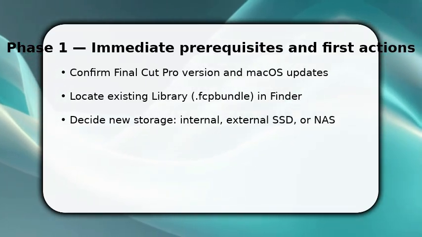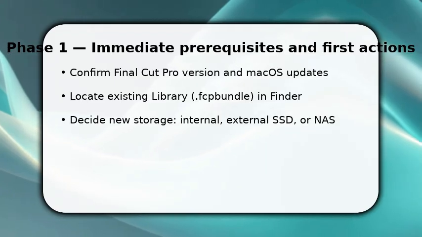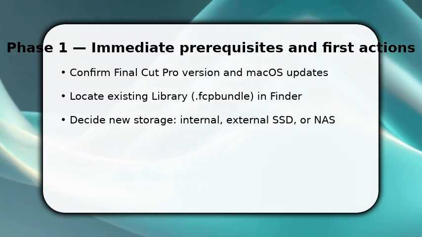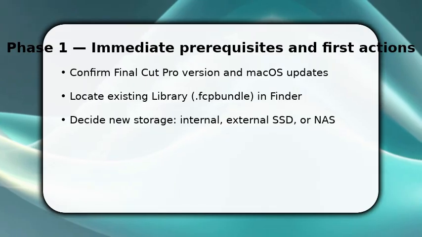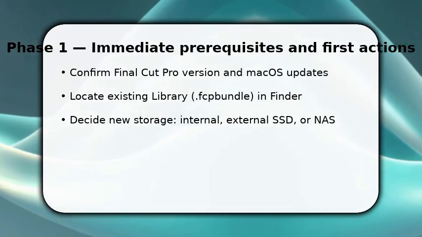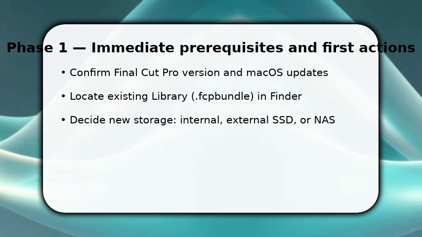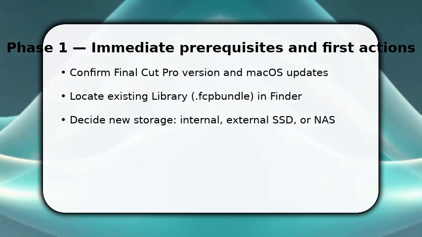Next, reveal the library in Finder via File, Reveal in Finder, so you can control the bundle. You'll choose an external SSD or a folder on your internal drive. The why is simple. Performance and space management determine smooth playback and faster exports.